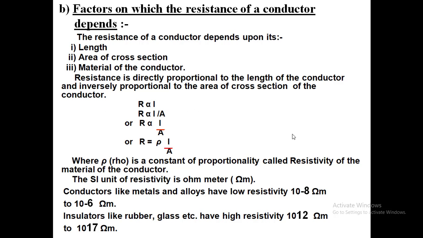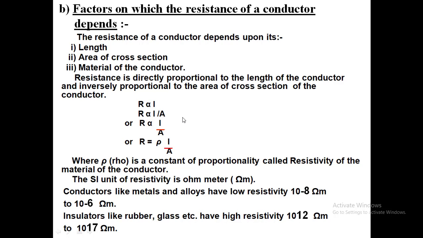So, factors on which the resistance of a conductor depends. From the previous activity we came to know that the resistance of a conductor depends on how many factors? 3 factors. One is length, second is area of cross section, third is the material of the conductor. How are they related? As length increases, resistance is also going to increase. So R is directly proportional to L. This is the first one.